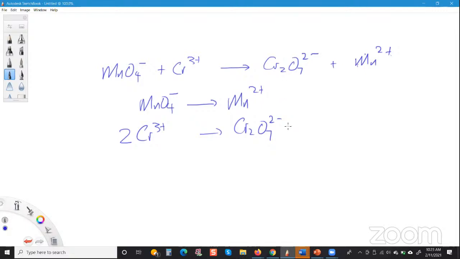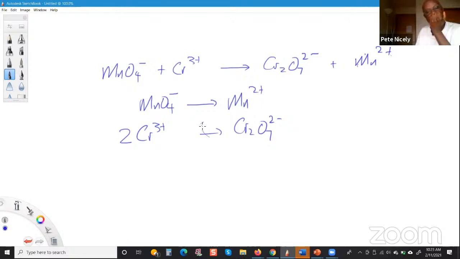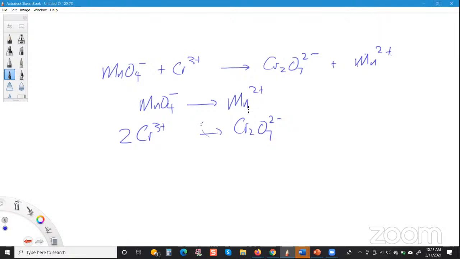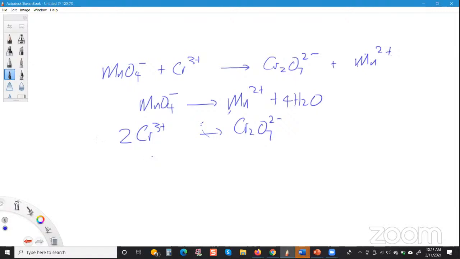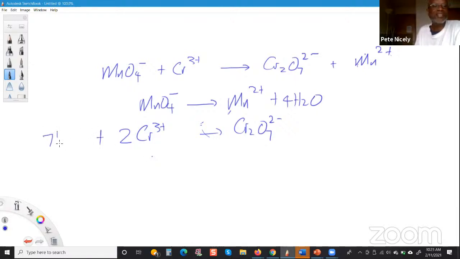You need 4 H2O on the top, the manganese one, on the right. Okay, so 4 water molecules here. And what about the second half equation? 7 H2O. I need 7 water molecules on the left for the second half equation. Very good. Okay. What's the next step?